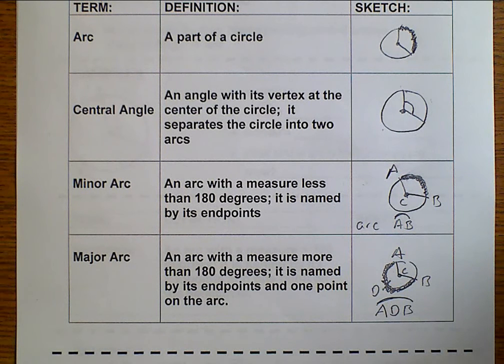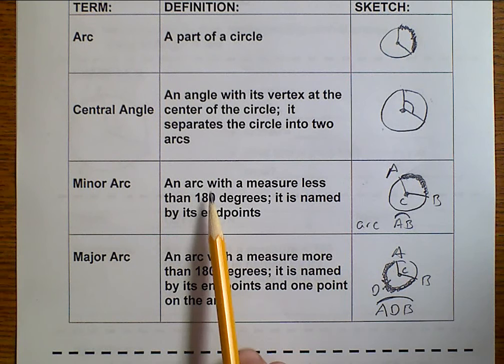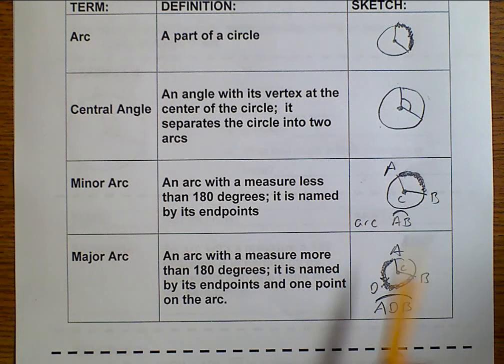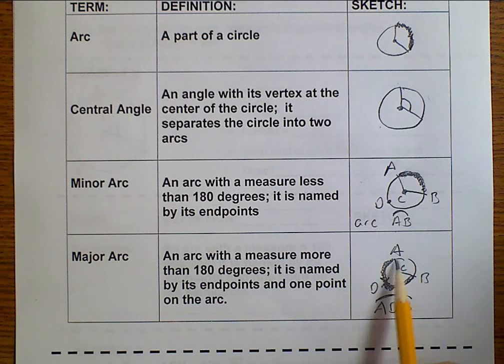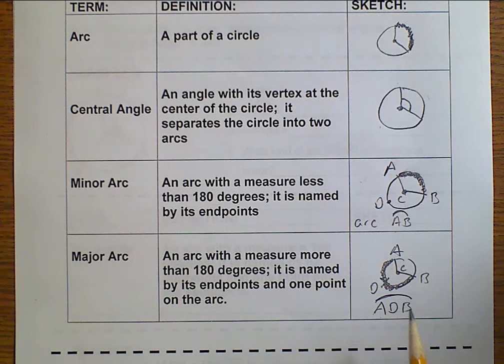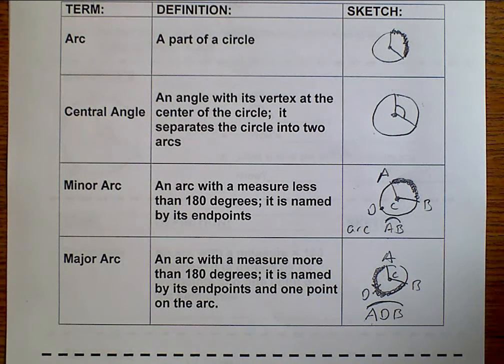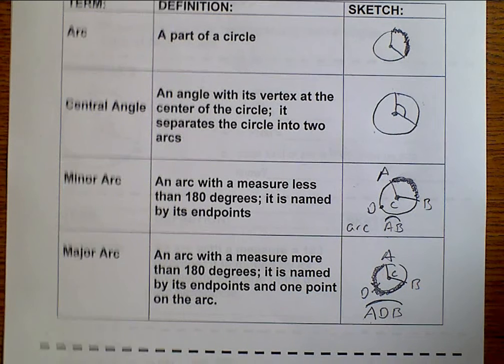So, the minor arc is anything less than 180 degrees. We only need two letters. For a major arc, it's more than 180 degrees, and we know it because it has three letters, the two on the end and the one in the middle. So that's our terminology. We're going to find out some information about these, but first, let's make sure we can name them.